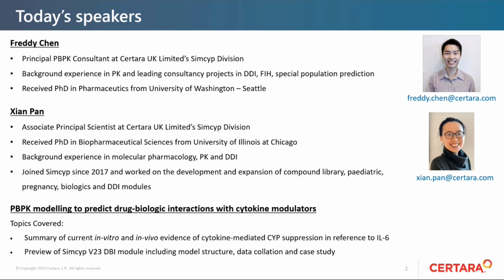Today they're going to talk about a publication that Freddie was the primary author for, based on IL-6 and also looking at drug-biologic interactions. That links nicely to some of the work ongoing at the moment for version 23, which Jian is leading. So she's going to give you an update on that work as well. So let's pass on to Freddie, and you're going to give us the first part of the presentation.